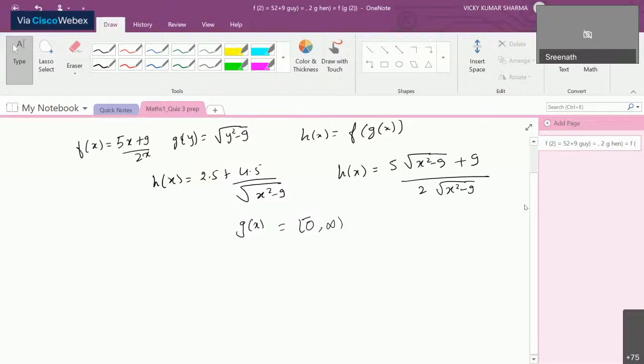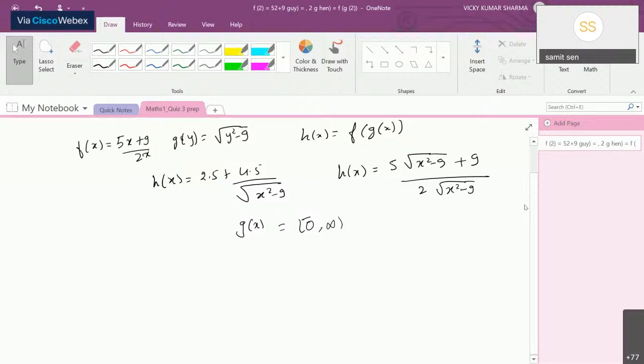You can straight away look at this h of x and say that the domain is minus infinity to minus 3 and 3 to infinity, and anything in between is not part of it. That is how we have to solve it. But it is not the other way, that the range of g of x is going to be the domain of f of x. That is not right.